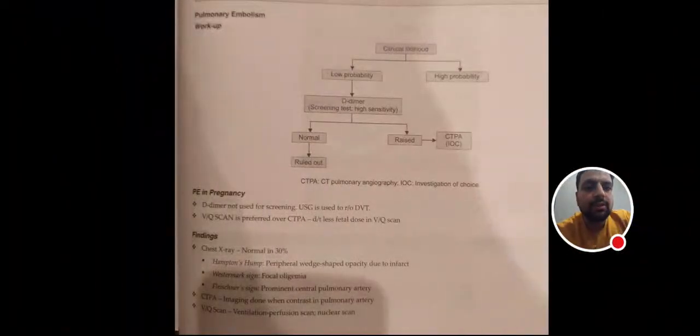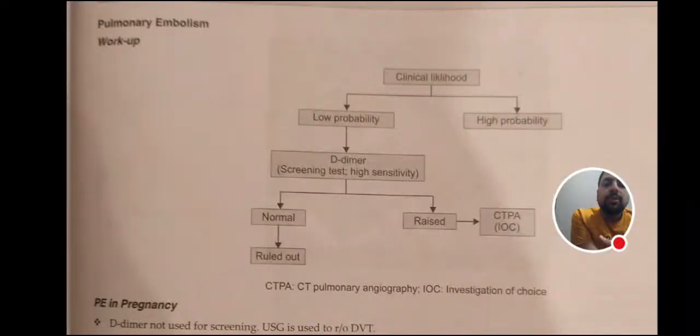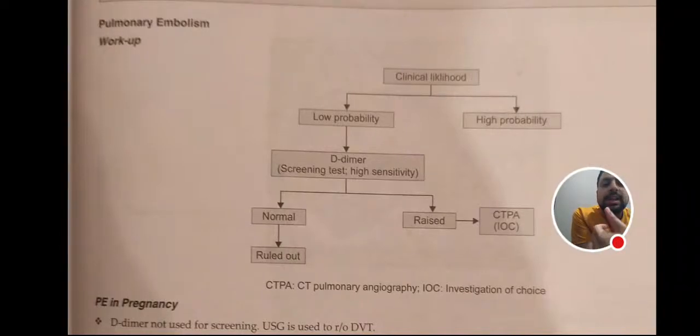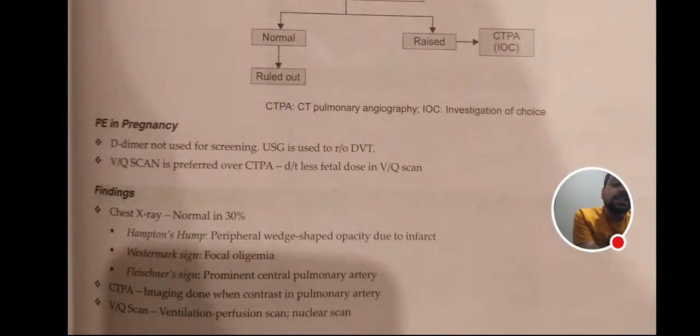So this is a case of pulmonary embolism. Let's discuss a little bit about pulmonary embolism. Clinically, if it is high probability or low probability, if low probability pulmonary embolism, go with D dimer. If D dimer is raised, then CT pulmonary angiography is the investigation of choice. Even in UPSC they like to ask this, and if it is normal then rule out. And CT pulmonary angiography is the investigation of choice.